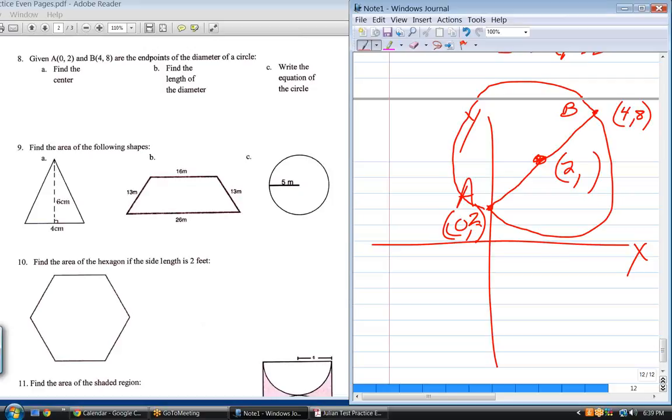Add the 2 numbers together, divide by 2. And then check to make sure that 5 is 3 units from 2 and it's also 3 units from 8. Okay. Now the length of the diameter.